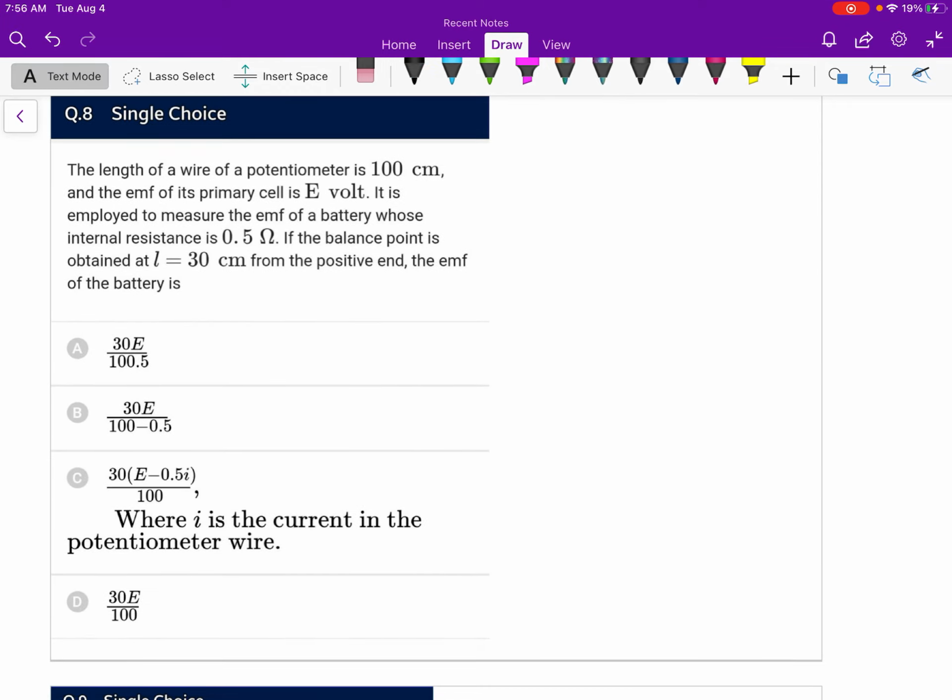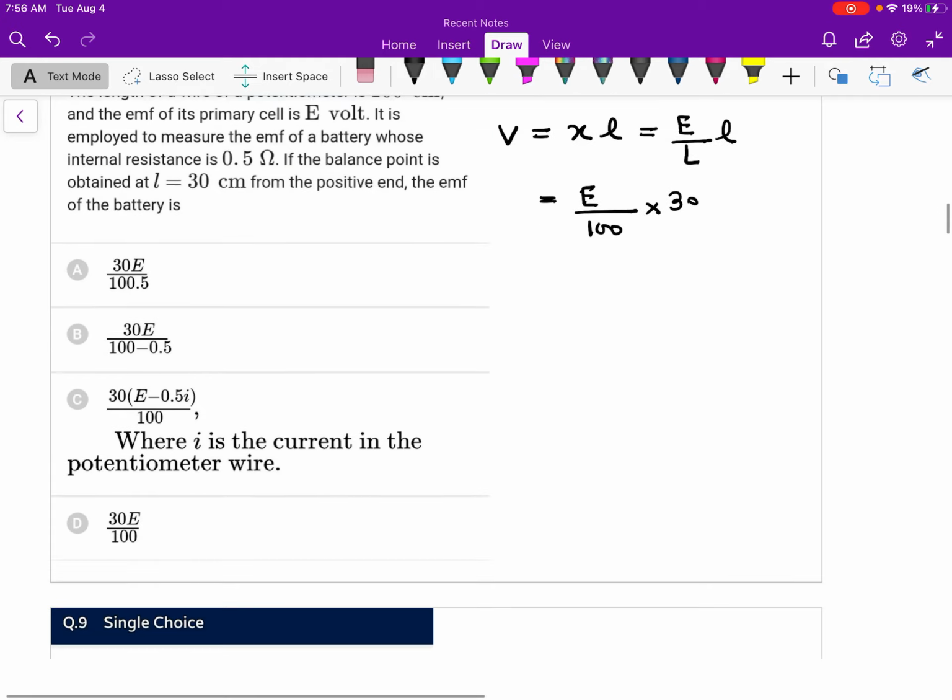The length of a potentiometer wire is this, the primary cell is E, and the battery is this. If the balance point is at l, the EMF of the battery in the secondary circuit, V, is X into l, and X is E by capital L into small l. So E upon capital L, which is 100, into small l, which is 30. The internal resistance of the battery in the secondary circuit will not matter. So the correct option is 30 E by 100.